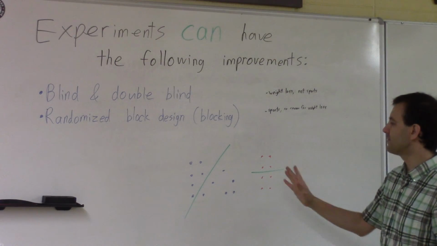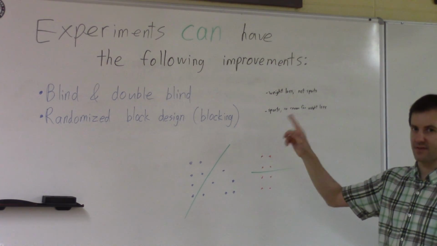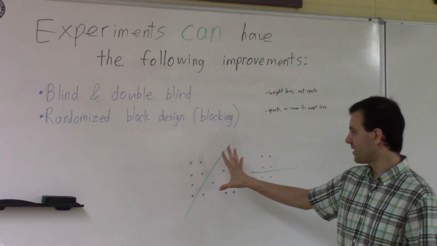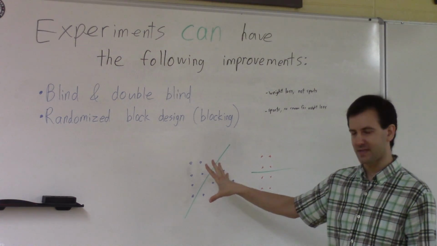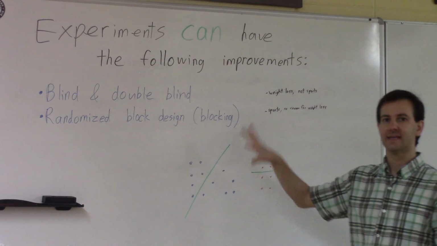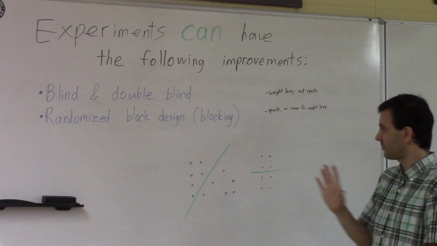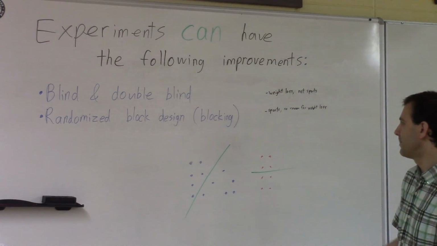Right? You always block based on something that you think is going to make a difference in the results. One group you think will be affected differently by the treatments than the other group, so you separate one group from the other. You run the study parallel for both groups, or for more than 2 groups. You can do it for 5 groups if you want to.